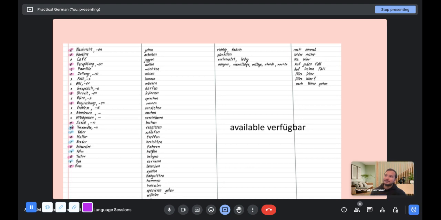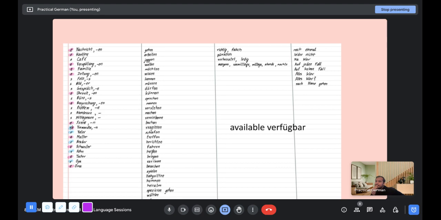The familia, the family. The Zeitung, the Zeitungen, newspapers. Das Foto, photo, das Bild, die Bilder. Plural is die, right? Yeah, sorry, die Bilder. Again, this is the photo hanged on the wall actually.